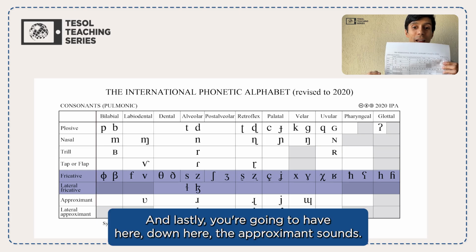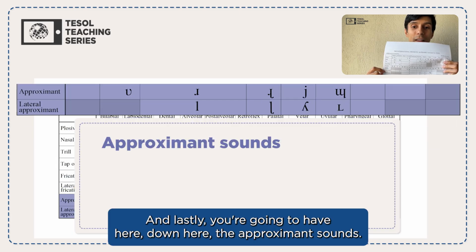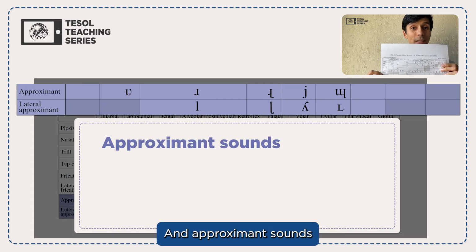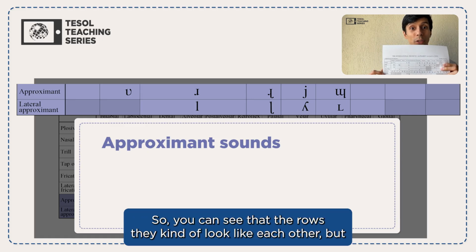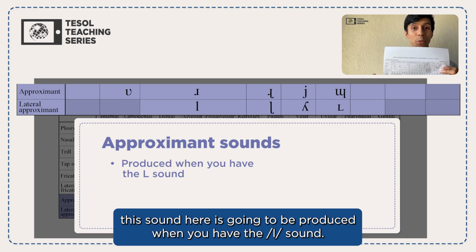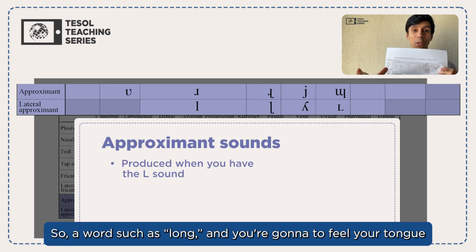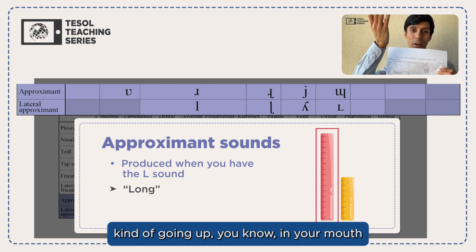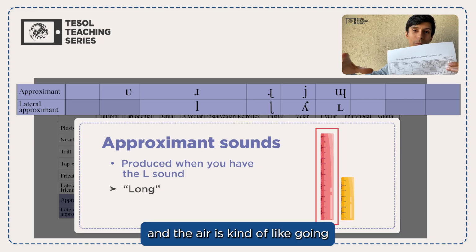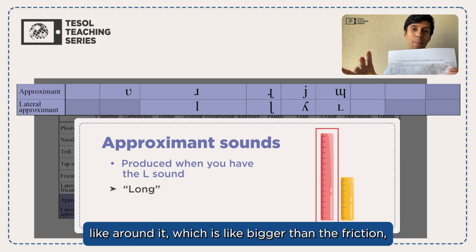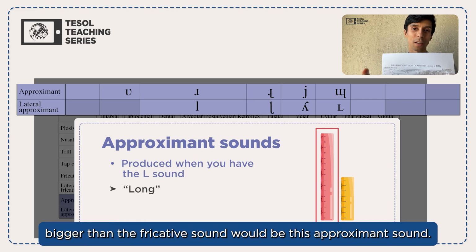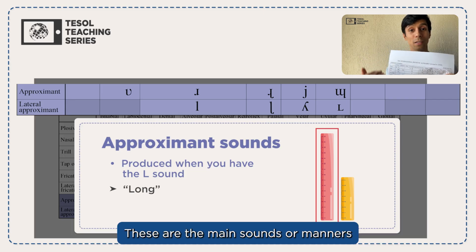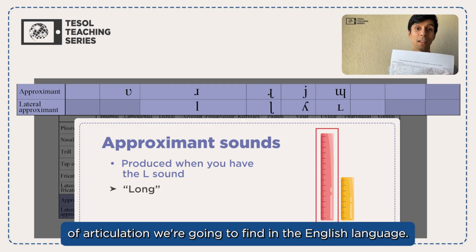And lastly, down here, you're going to have the approximant sounds. Approximant sounds are very similar to fricatives. So you can see that the rows kind of look like each other, but this sound here is going to be produced when you have the L sound. So in a word such as long, you're going to feel your tongue going up in your mouth, and the air is going around it, which is bigger than a friction, bigger than the fricative sound. That would be this approximant sound. These are the main manners of articulation we're going to find in the English language.